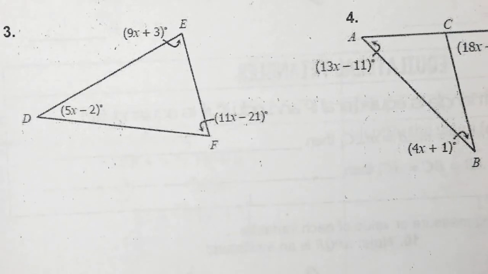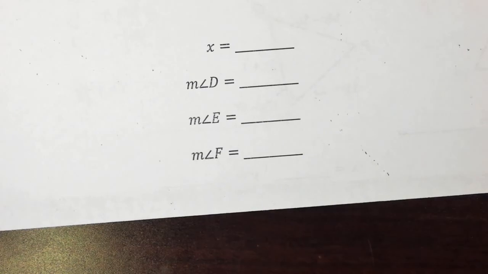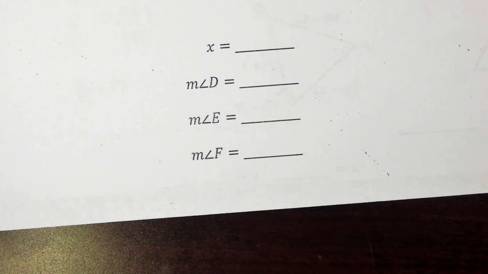So down here I'm solving for x. If you look down here, I'm solving for x, then I'm going to solve for the measure of angle D, then the measure of angle E, then the measure of angle F. So once I find x, I need to plug back in all three of my angles and get the value of the actual angles.